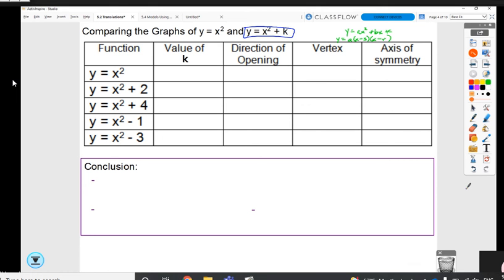Yeah. So we're going to investigate what this value of k does. So basically, it's that number that's at the end here. And we talked about it a little bit. We graphed it, made a table of values. So let's go ahead and investigate this using Desmos.